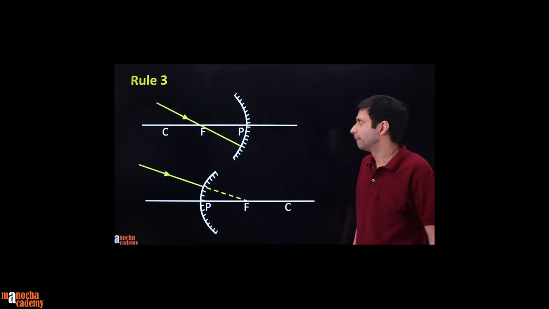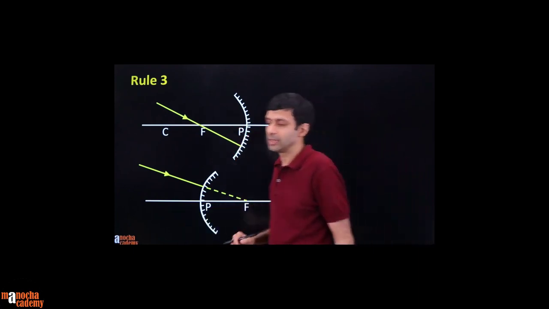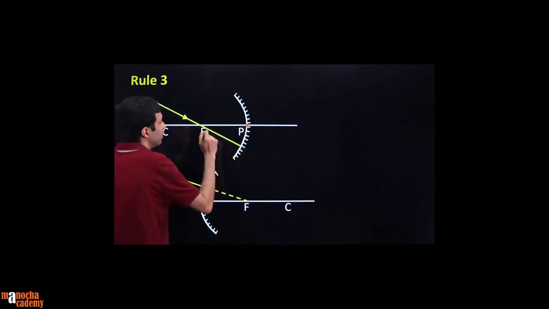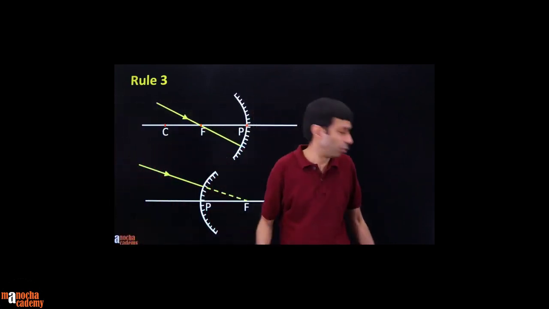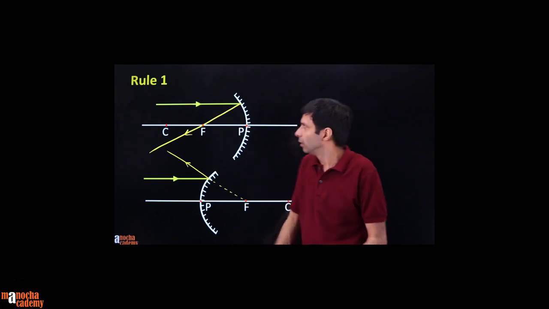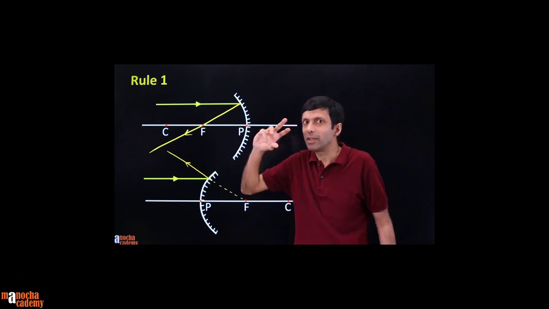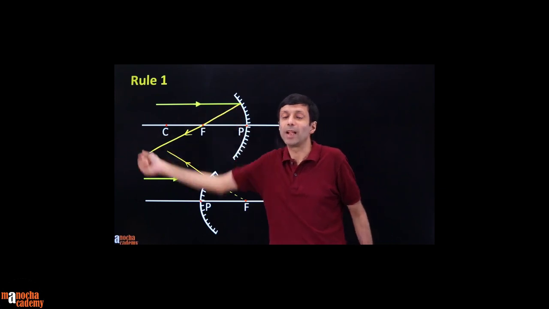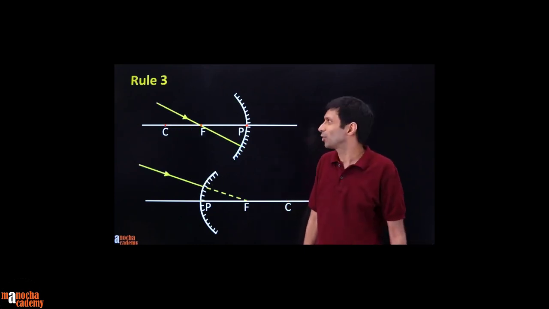Now let's look at rule number 3. If the ray of light is passing through the focus of the mirror. We'll start off with concave. This is our center of curvature, the pole here, the center of the mirror, and the focus exactly in the middle. If the ray of light passes through the focus, what will happen to it? This is actually the reverse of rule 1. In rule 1, what happened? A ray of light parallel to the principal axis passes through the focus. Now we are doing the reverse. If a ray of light passes through the focus, what will happen to it? It will become parallel to the principal axis. So that's what's going to happen here.